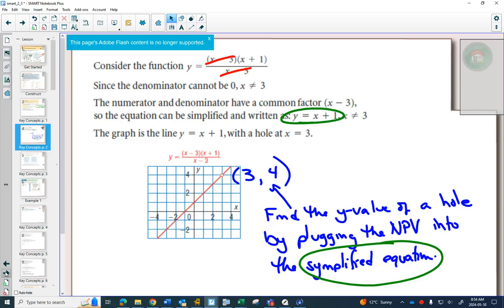So when a non-permissible value gets canceled out, we're going to get a hole on our graph. When a non-permissible value stays, we're going to get a vertical asymptote.